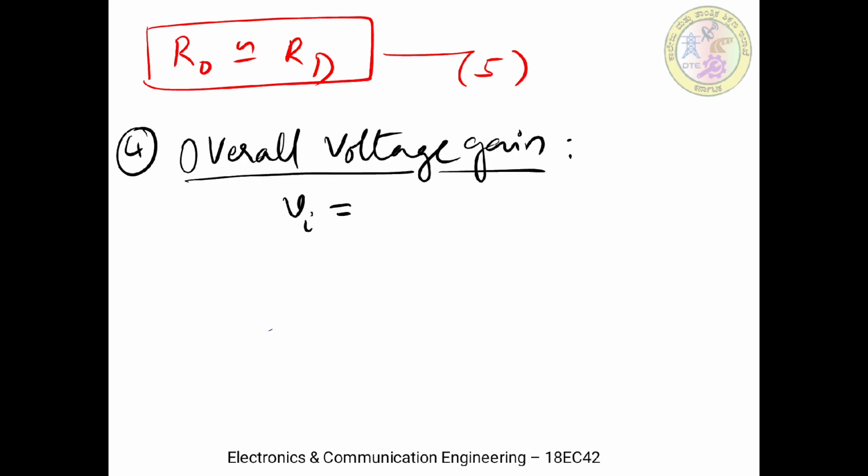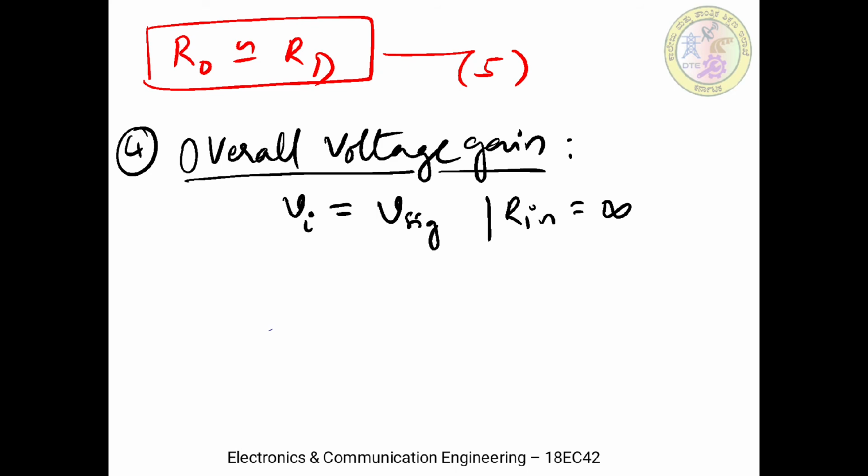Whatever Vi is there, what is Vi? Vi is nothing but the input appearing at the amplifier input terminal. This is equal to VSIG. Why? Because Rin is infinite, the complete applied signal is going to appear at the amplifier input.